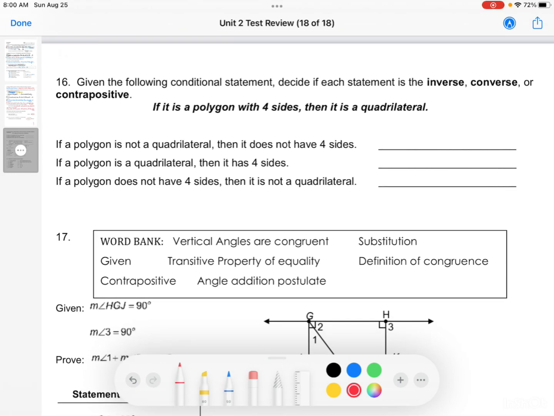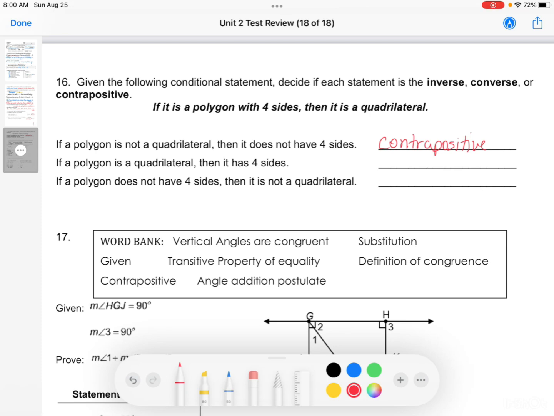Okay, given the conditional statement, decide if the statement is the inverse, converse, or contrapositive, or what it says at the top of the page. So if it is a polygon of 4 sides, then it is a quadrilateral. That's my conditional. If it is not a quadrilateral, then it does not have 4 sides. That would be the contrapositive, because I took the original statement and flipped it.